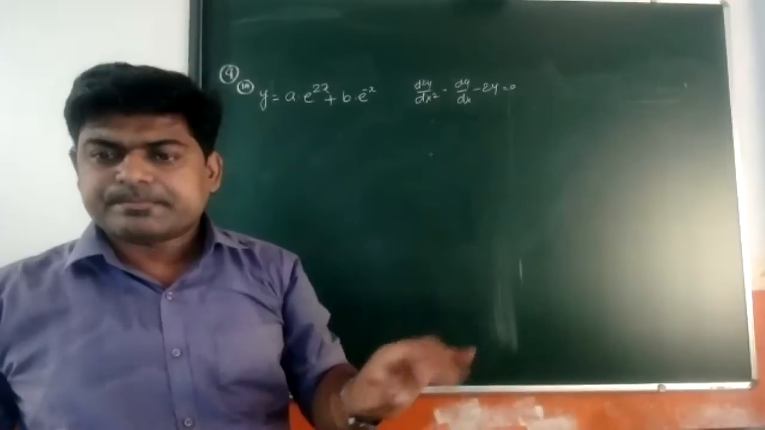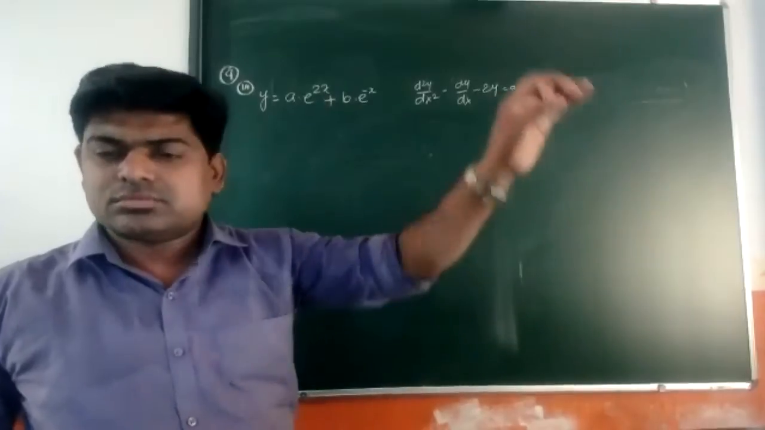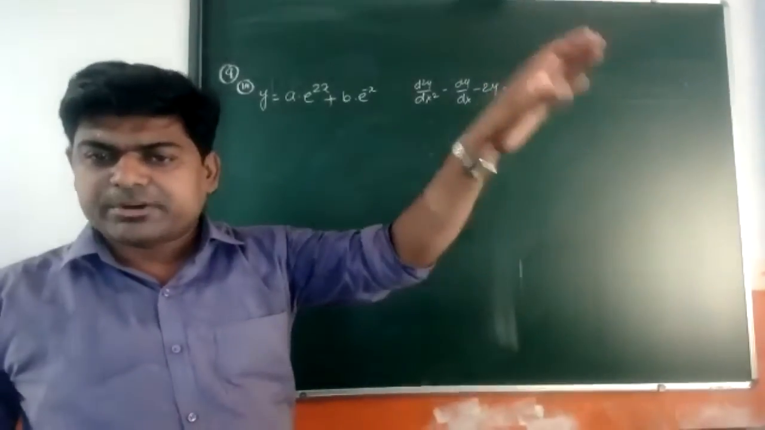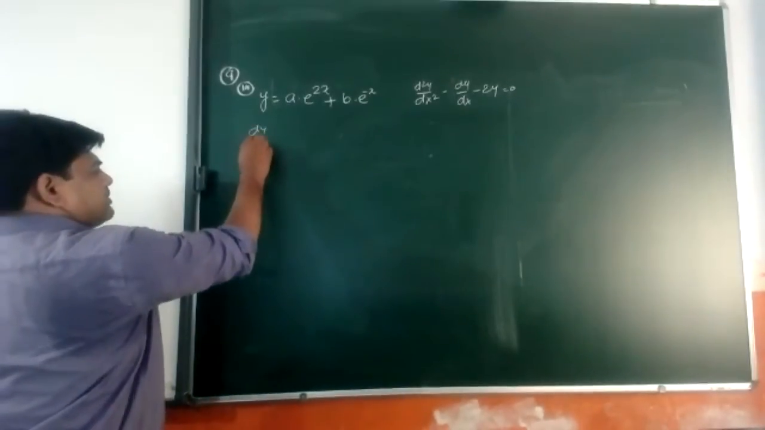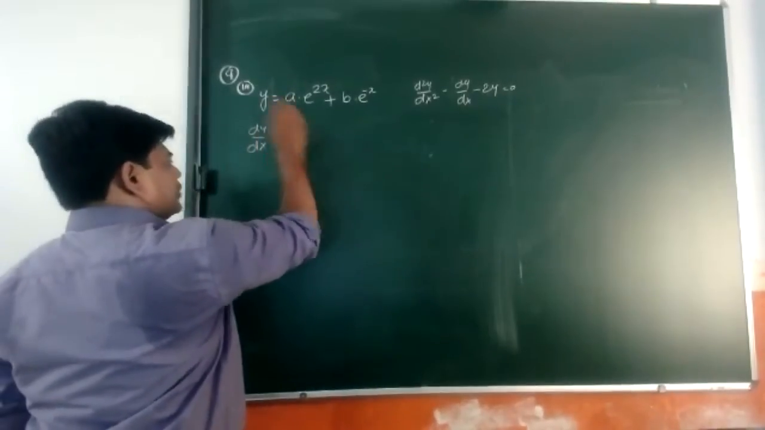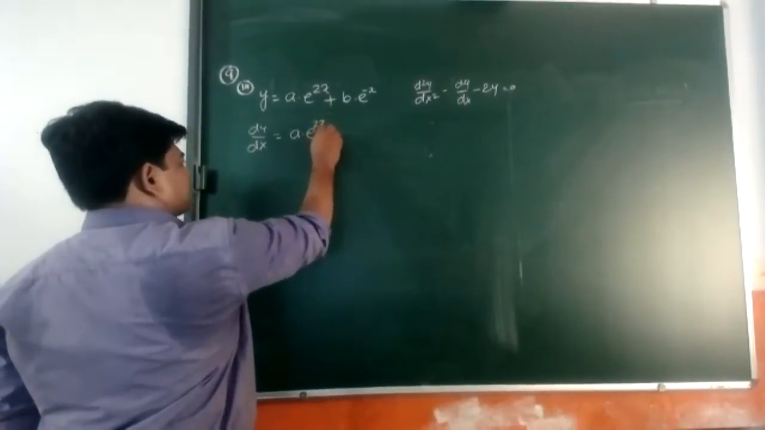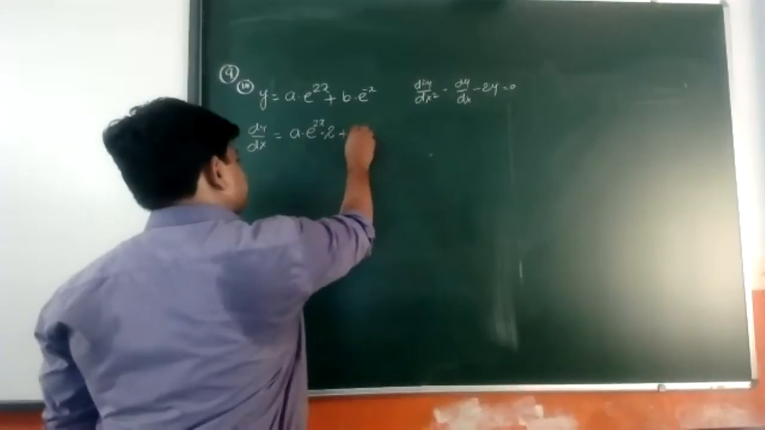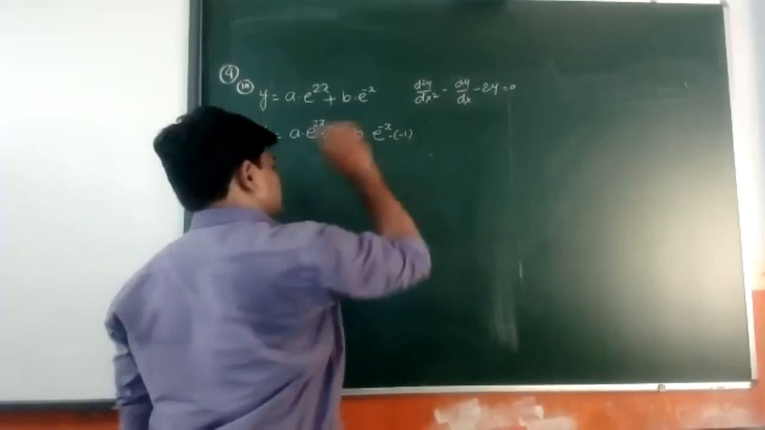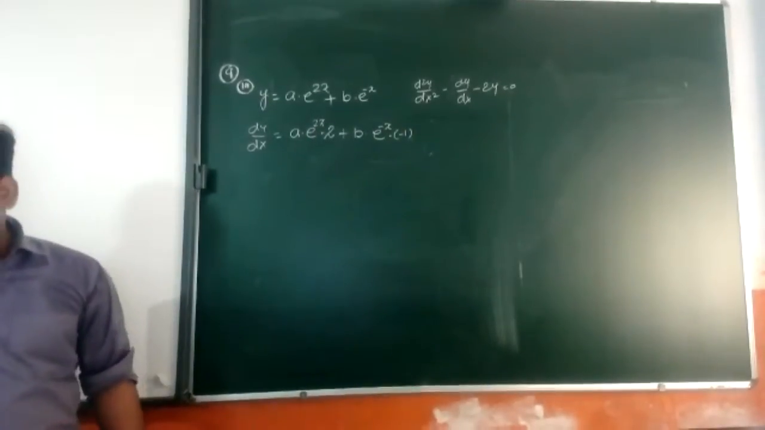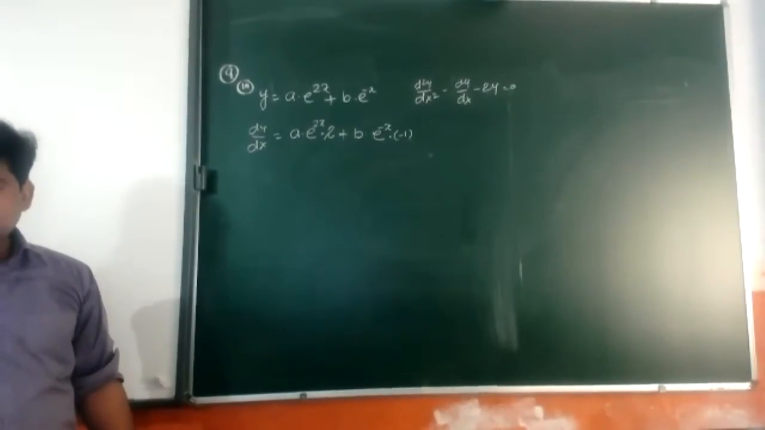One method is there. Otherwise, that first one directly we will try to find the value of dy by dx and arrange it. Now see, if I write here dy by dx, it will be a into e to the power 2x into 2 plus b into e to the power minus x into minus 1. Hope you are getting me what I want to write here. Anyone have any doubt here? Say yes or no.